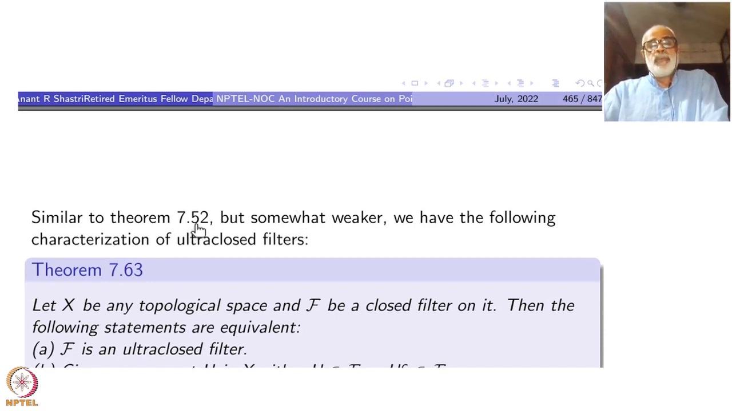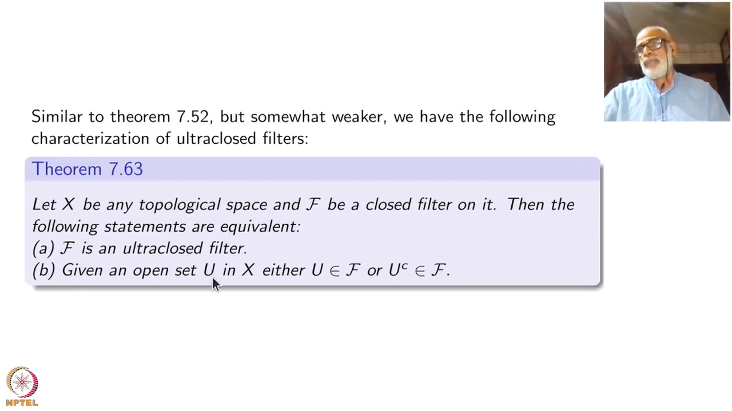Similar to theorem 7.52, which is nothing but the characterization of ultra-filters. The three characterizations we had given, we have the following characterization. It is not so strong, a little weaker, because we have only two of them here, A and B. Exactly similar: A, F is an ultra-closed filter. The second one is not for an arbitrary subset but only for open subsets. For every open subset U in X, either U or U complement must be inside F. If this condition is satisfied, it must be an ultra-closed filter.